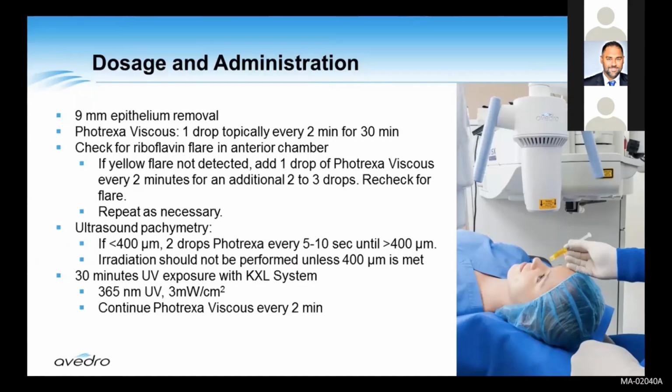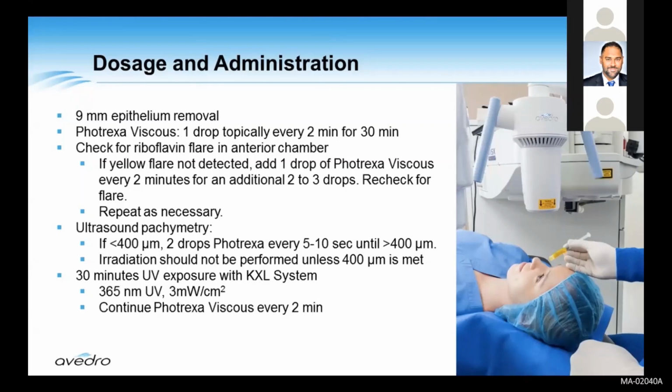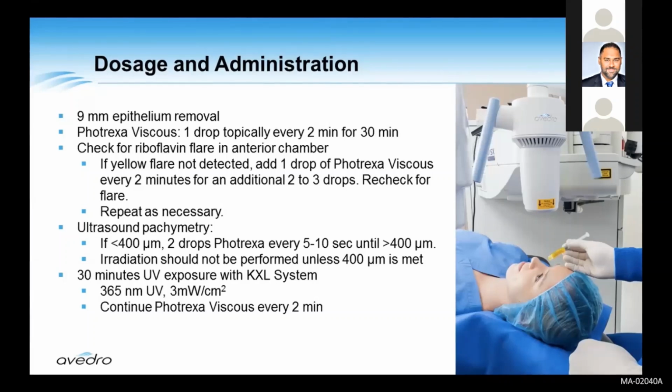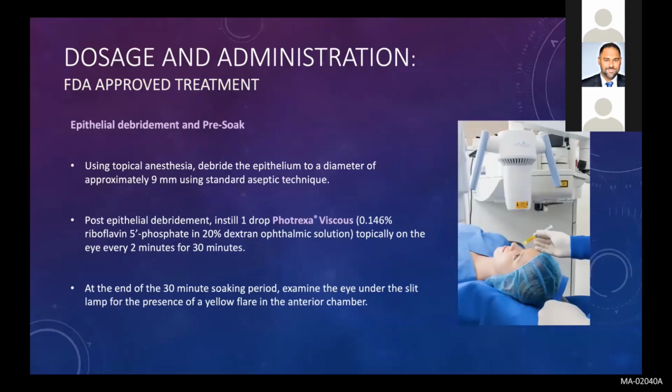Ultrasound pachymetry should be measured thereafter, and if it's less than 400 microns, you give 2 drops of the Photrexa solution every few seconds until 400 microns has been achieved. Irradiation should not be performed unless the 400 microns is achieved. So 30 minutes of UV exposure with the KXL system is what is needed, and during that time, when the light is applied, we will continue to apply the Photrexa viscous to help stiffen and stabilize those bonds.